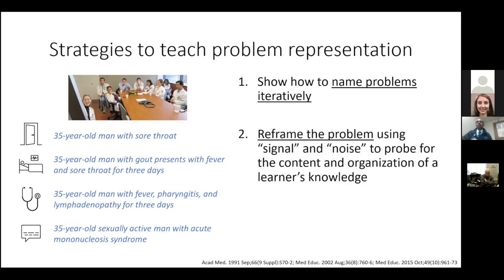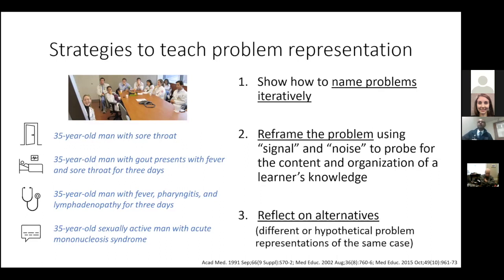Reframe the problem using data that you have decided are either signal or noise as a probe for the content and organization of the learner's knowledge. So how does gout change your differential for sore throat? Should we even include it? Maybe it does change it, and what does that make you think about, and so on.